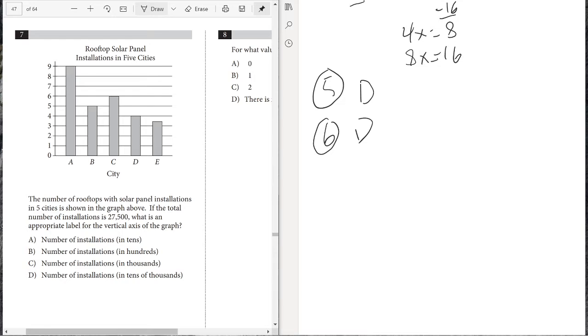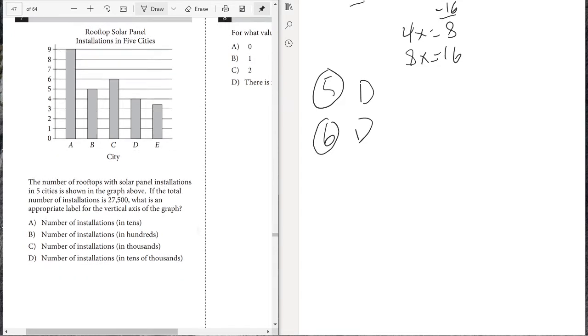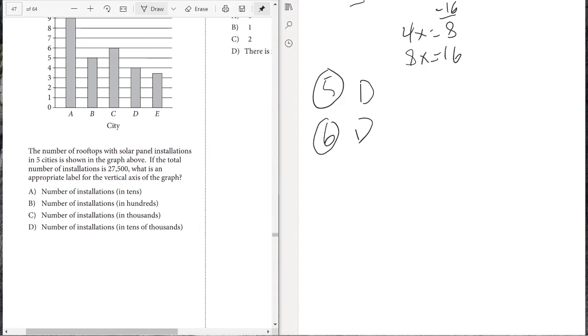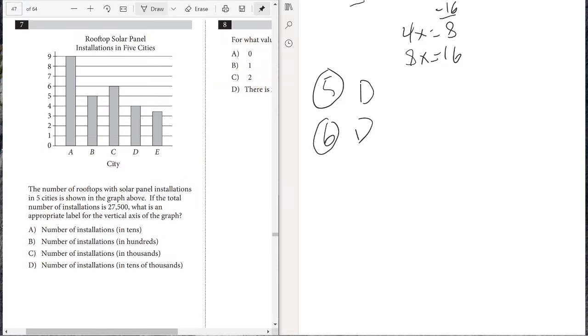Rooftop solar panel installation in 5 cities. 1, 2, 3, 4, 5. Number of rooftop solar panel installations in 5 cities. 27,500. Okay, total number. Wow. What is the appropriate label for the vertical axis of the graph? Number of installations. Well, that's 9 plus 5 is 14.